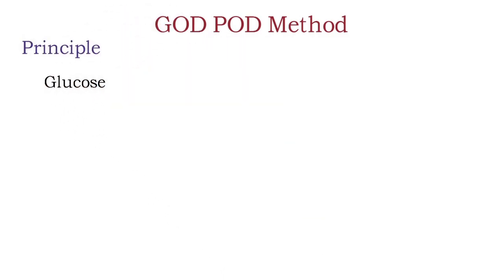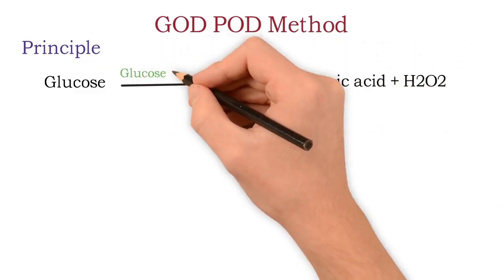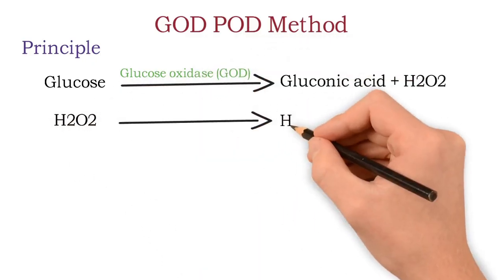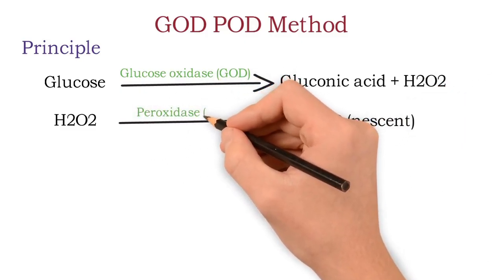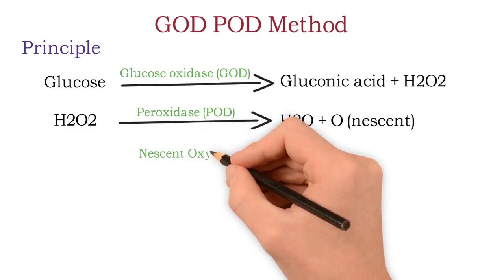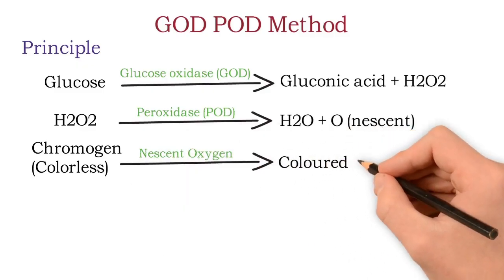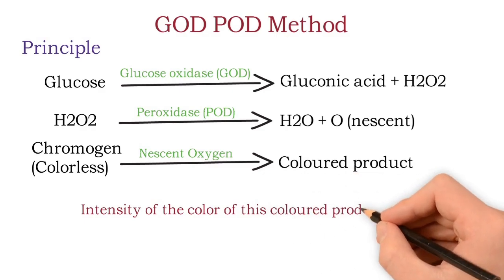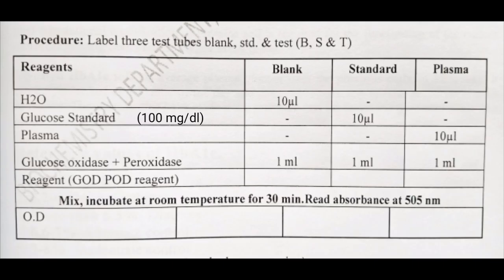Glucose will be converted into gluconic acid and H2O2, that is hydrogen peroxide, by the enzyme glucose oxidase, that is also called GOD. Then this H2O2 will be converted into H2O and nascent oxygen by peroxidase, that is also called POD. This nascent oxygen will convert chromogen that is colorless into colored product. The intensity of the color of this colored product is directly proportional to the concentration of glucose. So this is the procedure that we will demonstrate live.